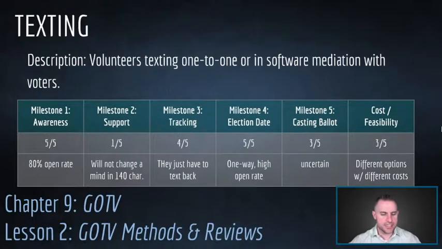All right, our last one here, texting. So this is volunteers texting one-on-one to voters or in software mediation with voters. And there's some software out there now that allows volunteers to text tons of people one-on-one. And that's really amazing because you can blast through it very quickly.